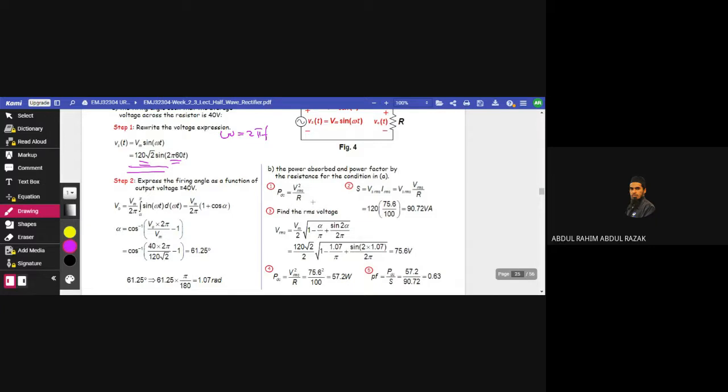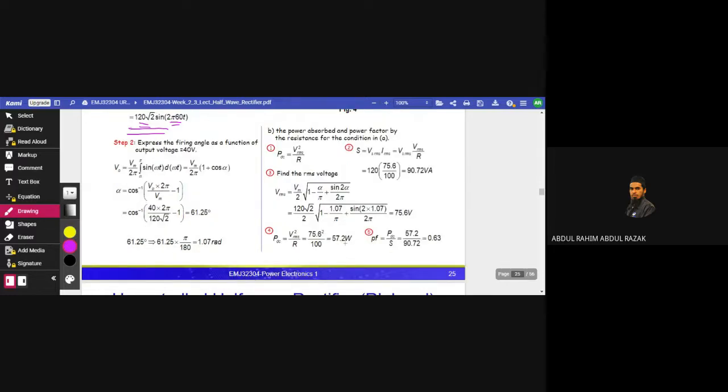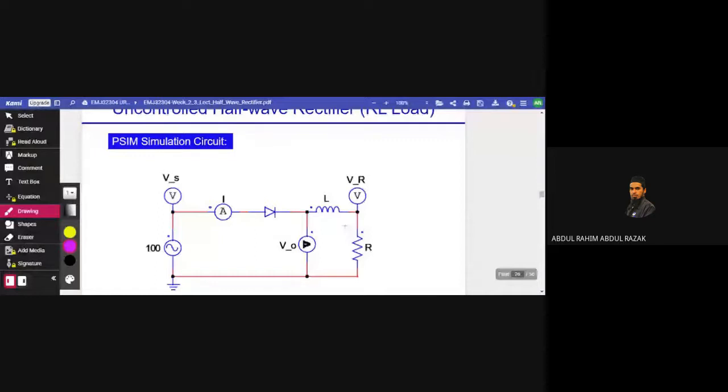So we shall have the RMS voltage. This is the apparent power, S, equals V RMS times I RMS. V RMS is 75.6 just now. If you give it a try, I shall record this slide again.